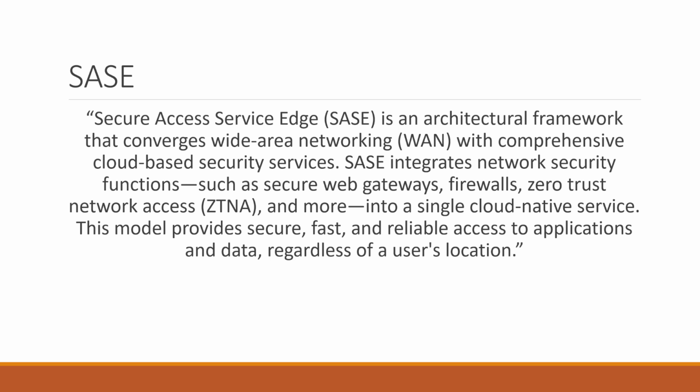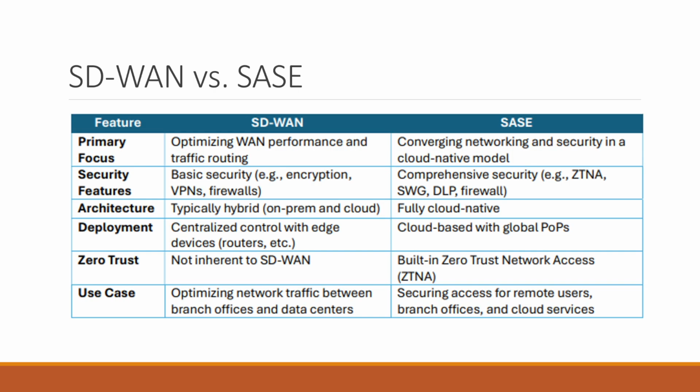Now we've got SASE, Secure Access Service Edge. Secure Access Service Edge is an architecture framework that converges wide area networks, WANs, with cloud-based security solutions. Okay. And so there are two different ones here. We've got software-defined WAN versus our Secure Access Service Edge. And what we're trying to do here is make sure that we're connecting multiple devices across different locations in a secure fashion.